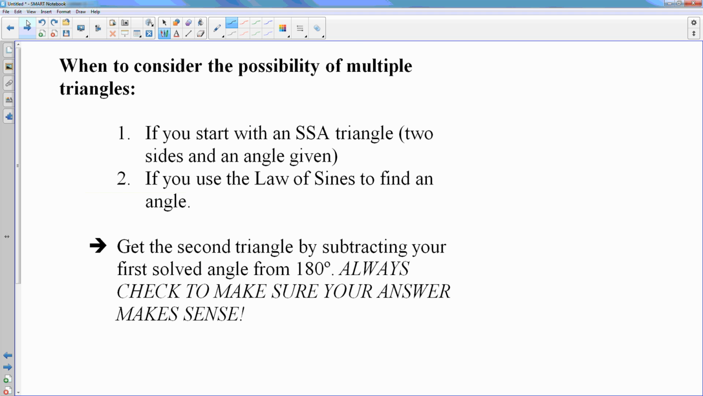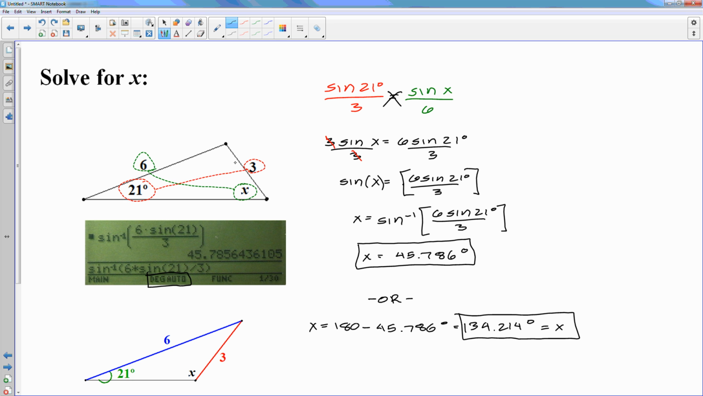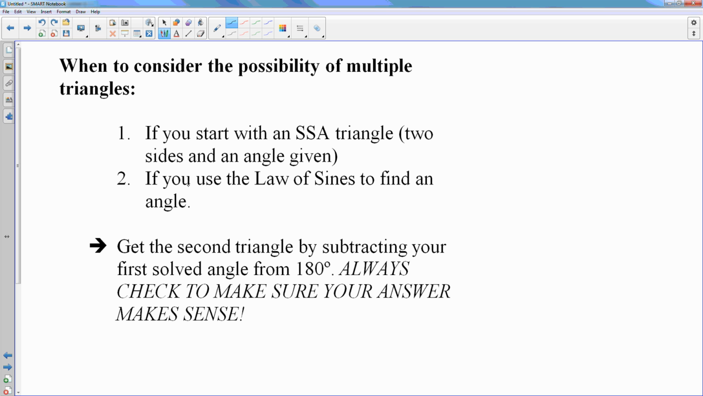So let's see. Let's move on. When do you consider the possibility of multiple triangles, or when do we have these weird ambiguous cases? You have to be aware of it when you start with a side-side-angle triangle. If two sides and an angle are given, which is what happened here, I gave you 2 sides, 6 and 3, and an angle, you'd have to consider a second possible triangle.